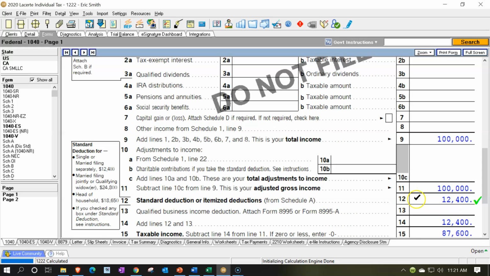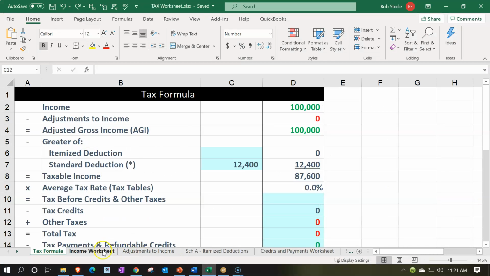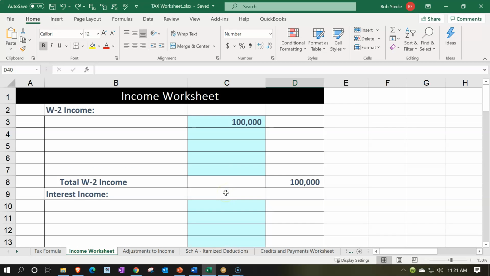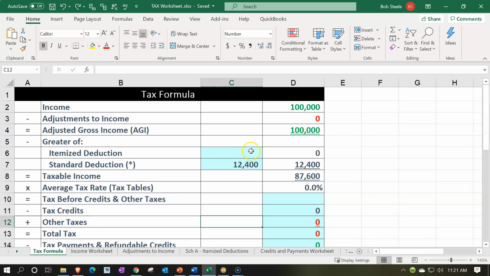And then we're going to say that they're going to take the standard deduction. Now here's one of the big impact points, the standard deduction, because the filing status determines the standard deduction, as we can see here, is 12,400, whereas if married, it would be 24,800, head of household 18,650. So if we follow that along in our Excel worksheet, I'm going to go into the worksheet here and say we have 100,000 on wages, and that's going to flow through, and then we're not going to itemize here.